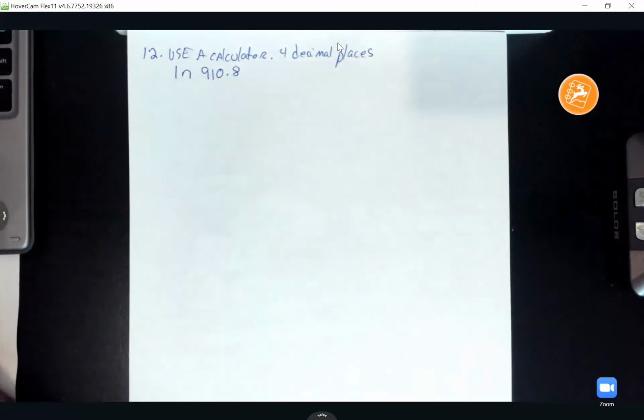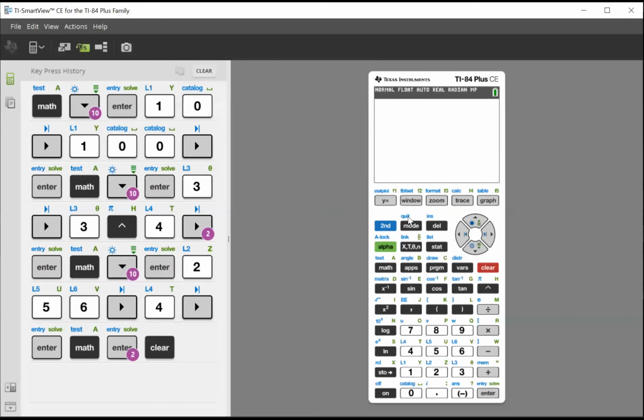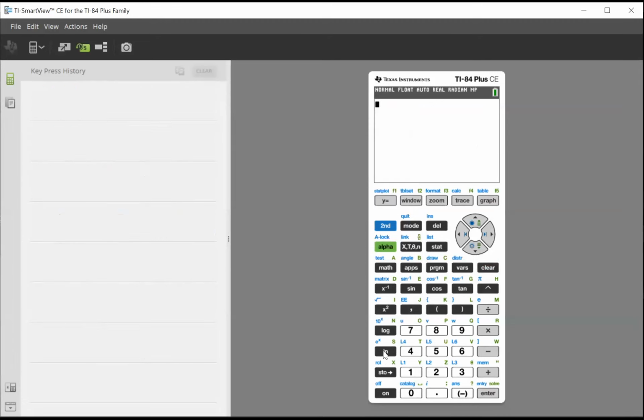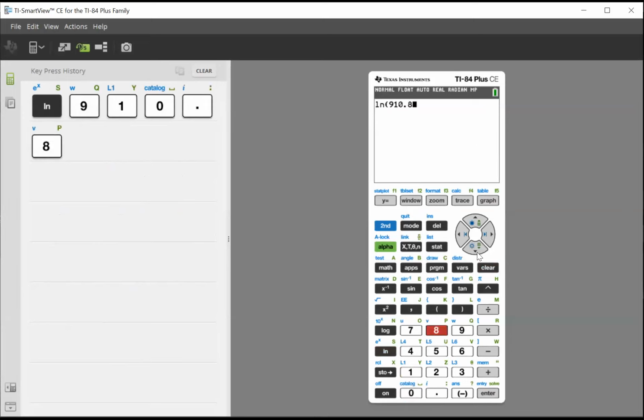So I'm going to go share my calculator. So let me clear all this off. So the ln is right on the calculator by the 4. So hit that ln button. Punch in 910.8. All right, so I got my 910.8 in. I'm going to now hit enter.